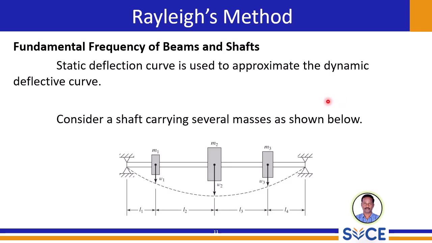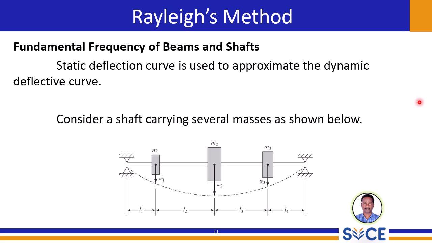In this slide, we are focusing on how we find the fundamental frequency of beams by Rayleigh's method. It may be a shaft or a beam; in both cases we can use Rayleigh's method, carrying multiple masses like this. A key idea here is that, as a first and often quite good approximation, we use the static deflection curve of the beam or shaft under the weight of these masses to represent the dynamic deflection curve.